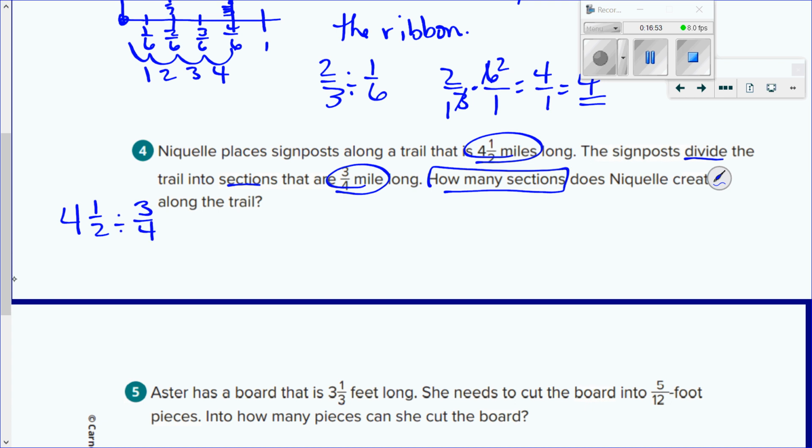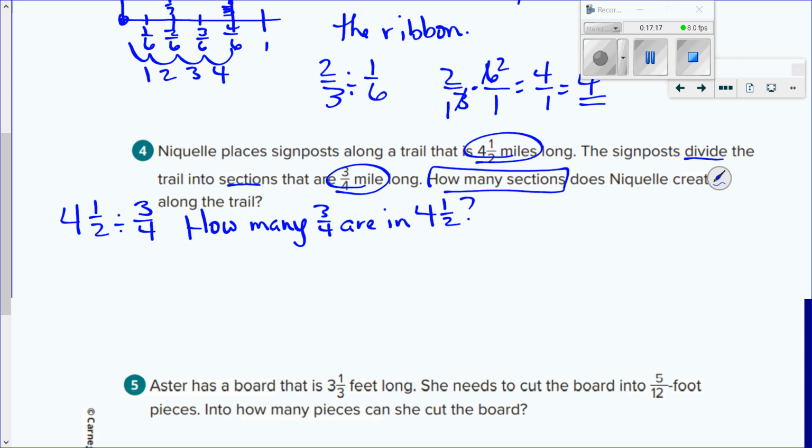My mathematical question to help make sure you did this right: how many 3/4 are in 4.5? Does that sound like what the question is asking? That means I wrote the problem correctly. If you rewrite the mathematical question and you're like, that doesn't make sense, that means you reversed your dividend and divisor. Now, we haven't done the mixed numbers yet, so let's just talk about that one.